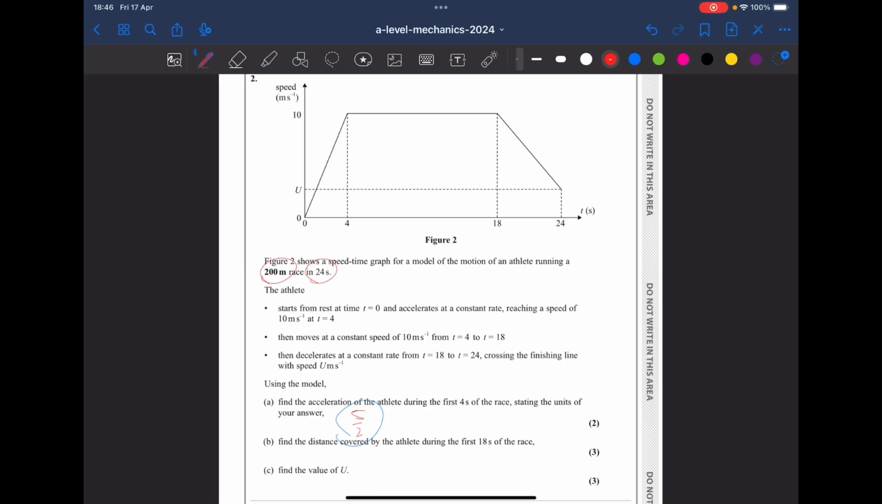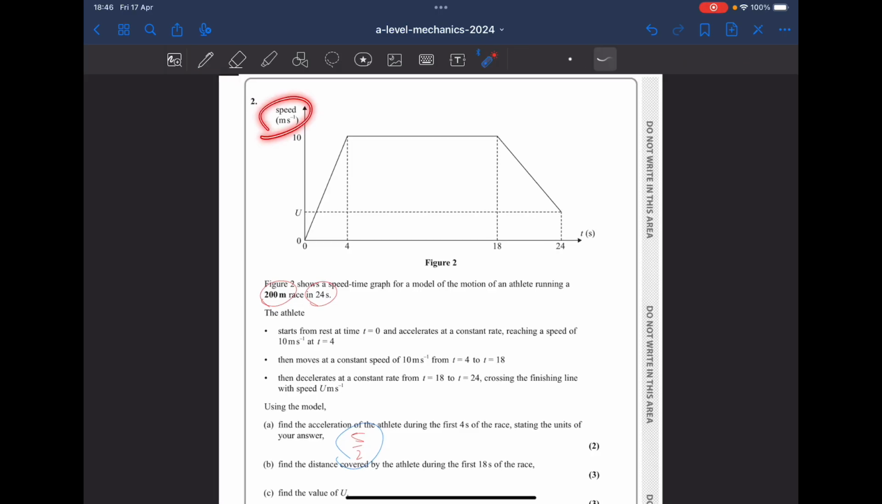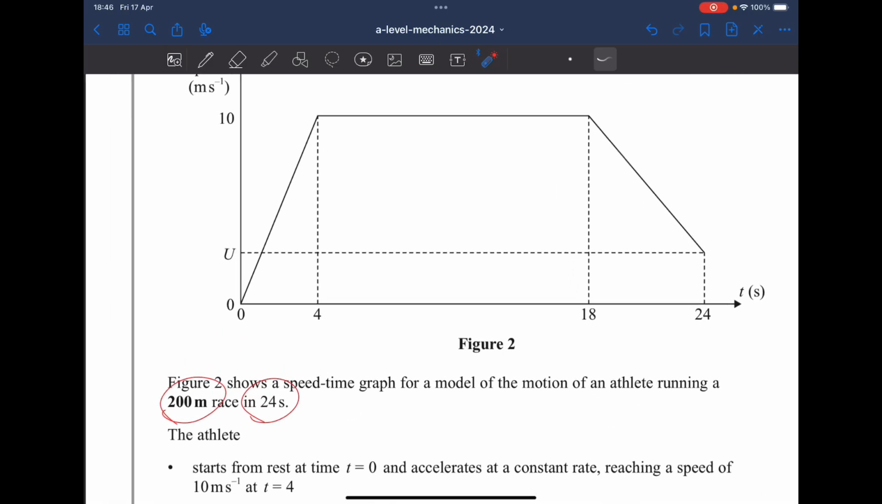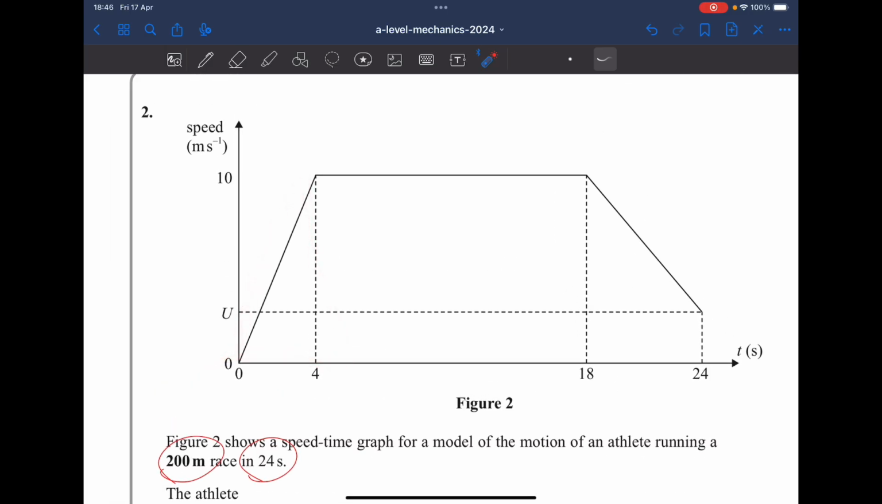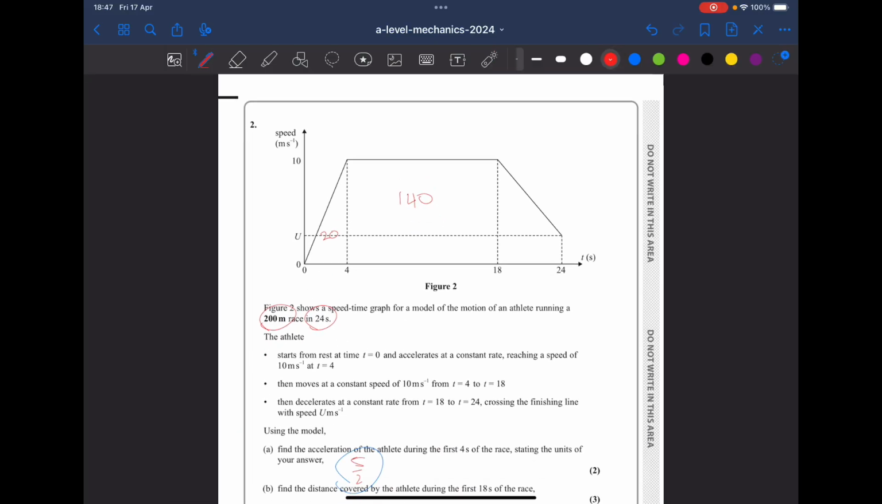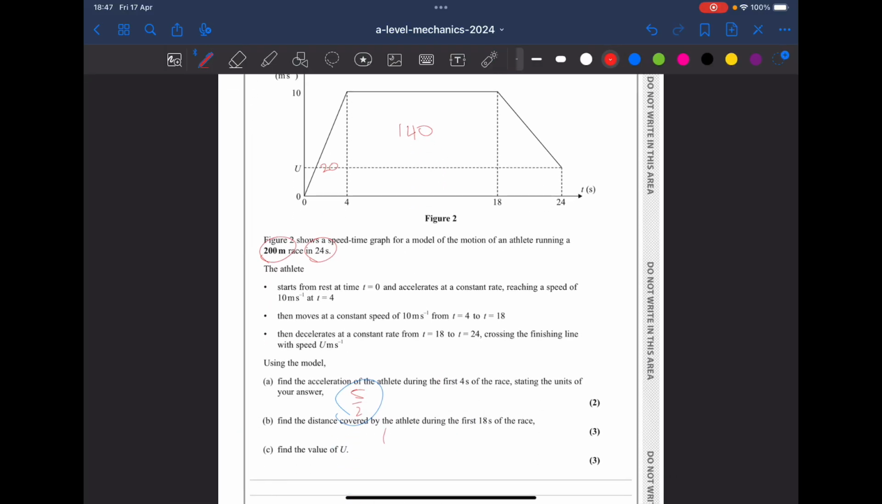Next part, find the distance covered during the first 18 seconds. So again, this is a speed-time graph, so our distance is given by the area. If we look at the first triangle here, we've got 10 and 4, times them together to get 40. Half that, we've got 20. This big section is going to be 14 long, so 18 minus the 4 to give us 14. 10 high, so that's 140. 140 and 20 gives us 160 altogether.